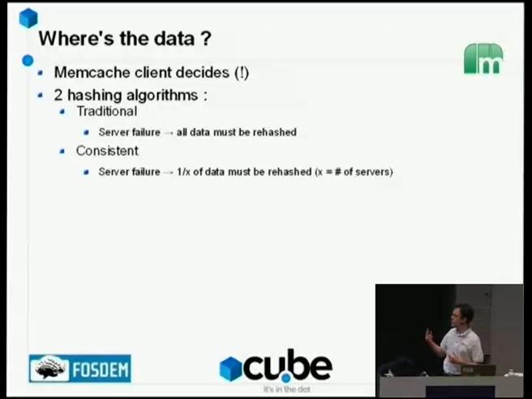Now, there's 2 hashing algorithms in Memcache. There's a traditional one and a consistent one. The traditional one is not as good because it means that if you have 10 servers and one of them crashes, you have to rehash all the data. All the data has become invalid. If you use the consistent hashing algorithm, you lose 1/10 of the data. That's the data that has to be rehashed. So it's a little better. It's also a little faster.